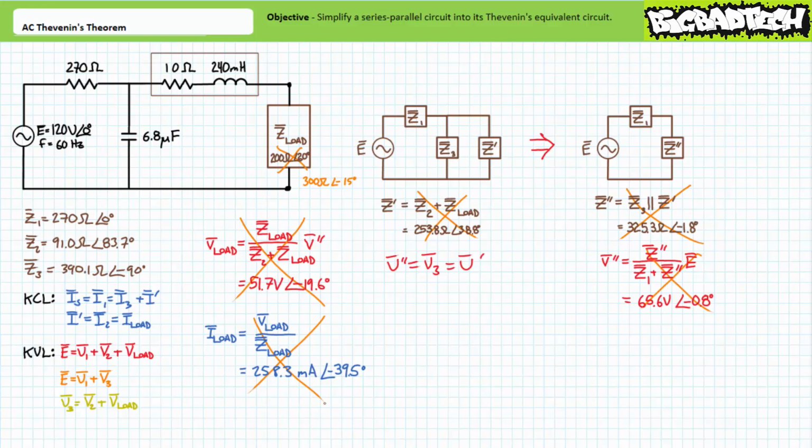Wait a second. I do not know what's going on today. I'm totally messing up this lecture. Z load isn't supposed to be 300 ohms at an angle of negative 15 degrees.